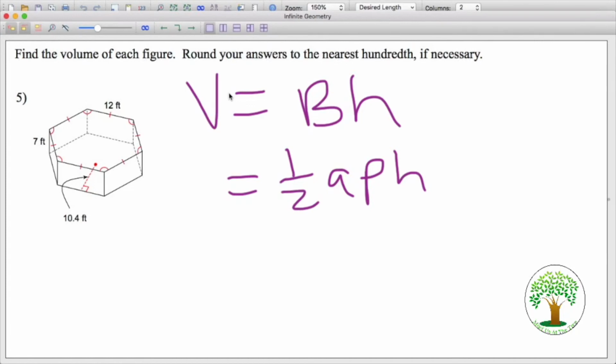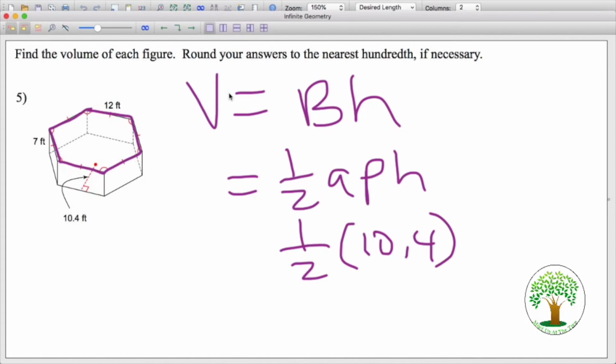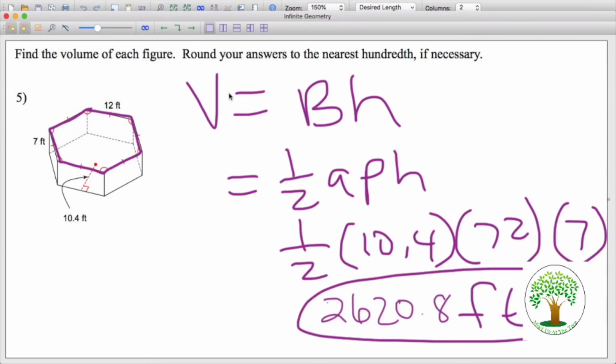All right. 1/2 aph, so 1/2. The apothem, how much? I heard 10.4. The perimeter, 12 times 6, which is how much? 72. Then your height between the two of them is 7. 2,620.8 feet cubed. All right.